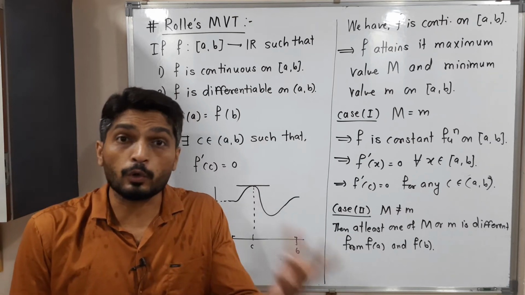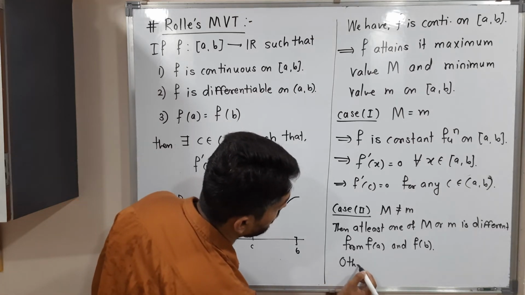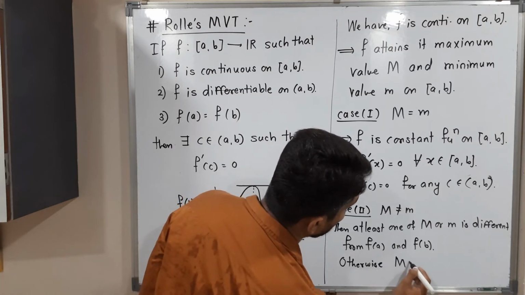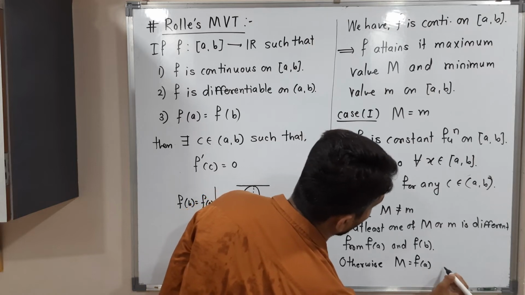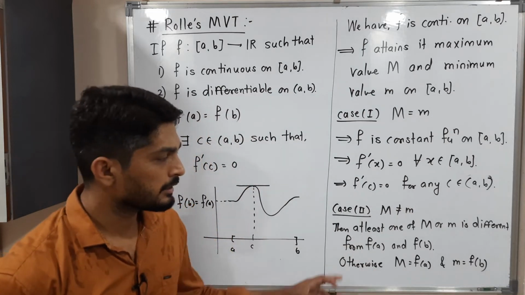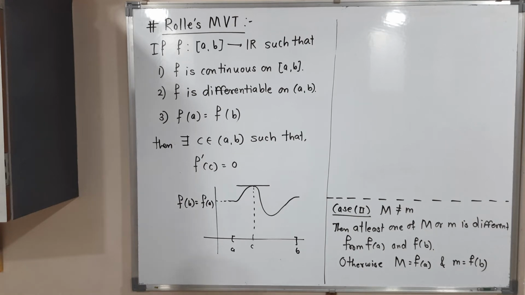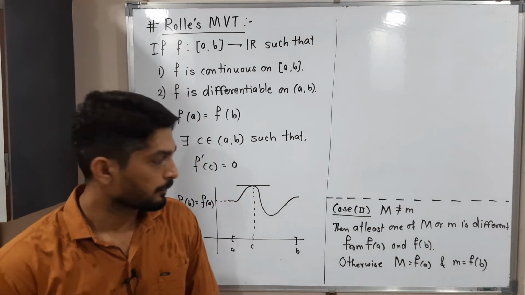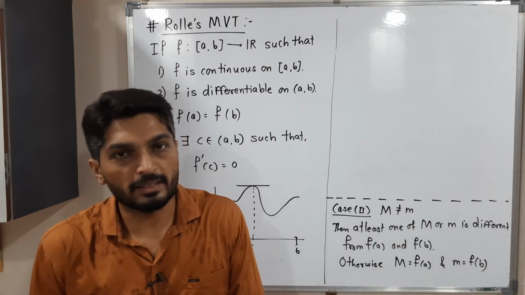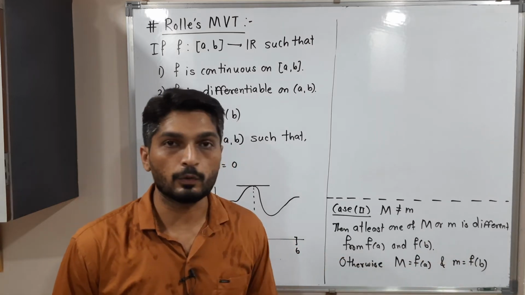So let us see if it is not true, what will happen. Let us discuss the other case. Otherwise, what will happen? Then you will have capital M is equal to f of A or f of B, and small m is equal to another point. There is no more space to write, so make a screenshot of it. Let us discuss the remaining part of the second case. Otherwise, see what will happen if capital M or small m is not different from f of A and f of B. Then capital M is equal to f of A and small m is equal to f of B.